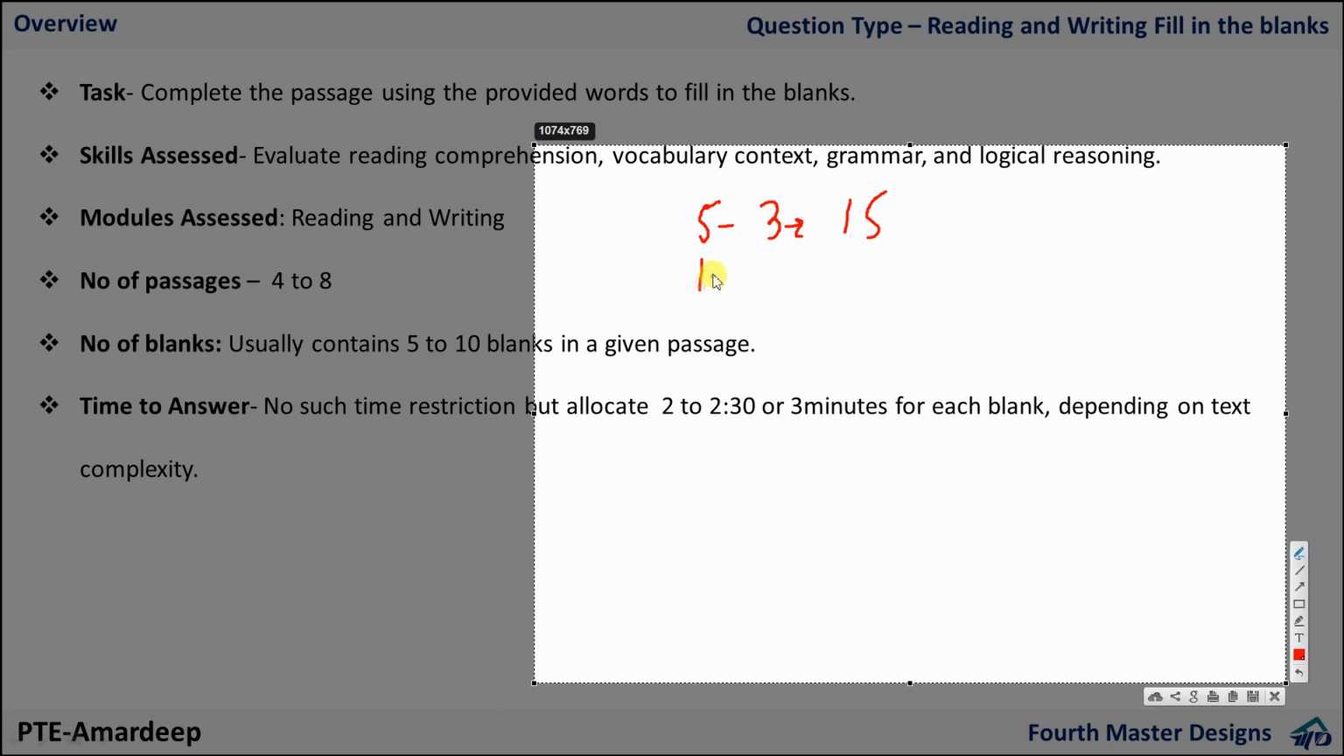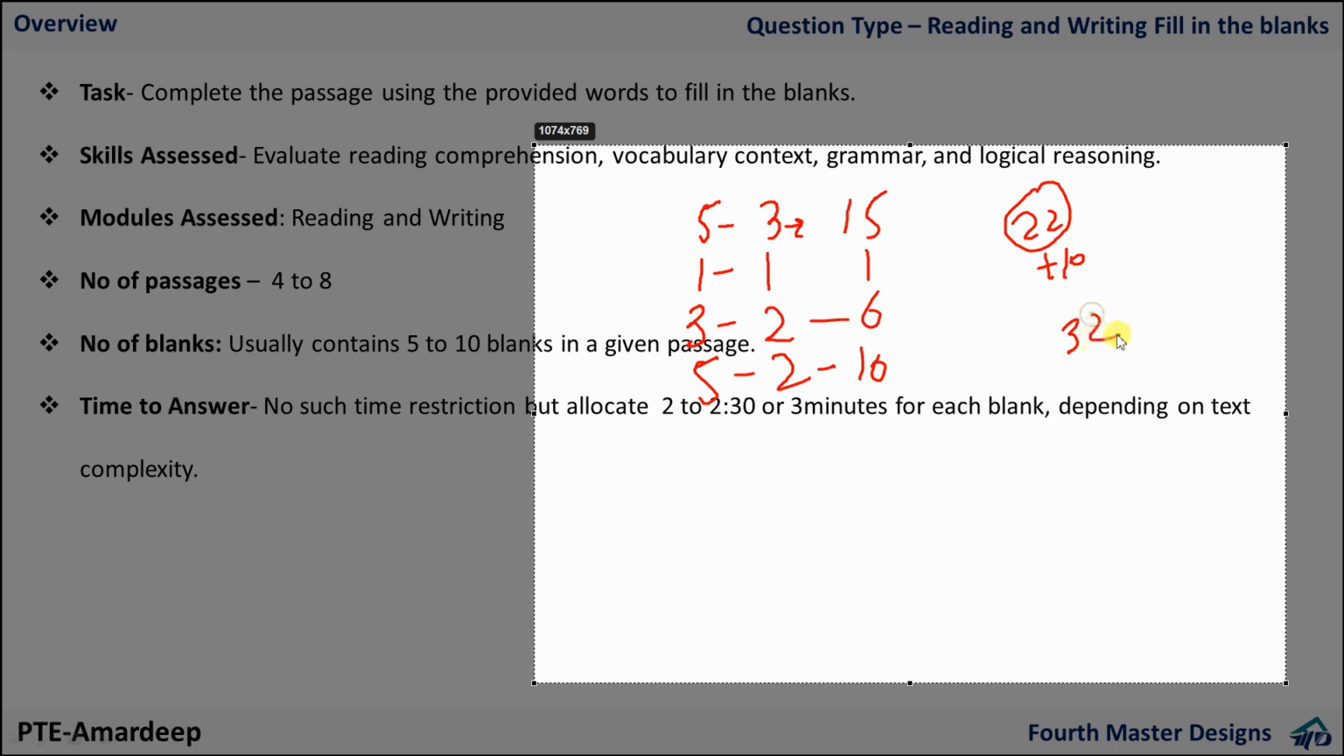Now multiple choice: if you have answered it in 1 minute, that is 16 minutes. Then you are going to get, let's say, 3 reorder paragraphs. You need at least 2 minutes each, so 6. 15 plus 1 is 16, plus 6 is 22. You are going to get at least 5 other blanks and you need 2 minutes each, so 5 into 2 is 10. 22 plus 10 is 32. And now you just have 1 minute for your 1 multiple choice, so the count will be 33.